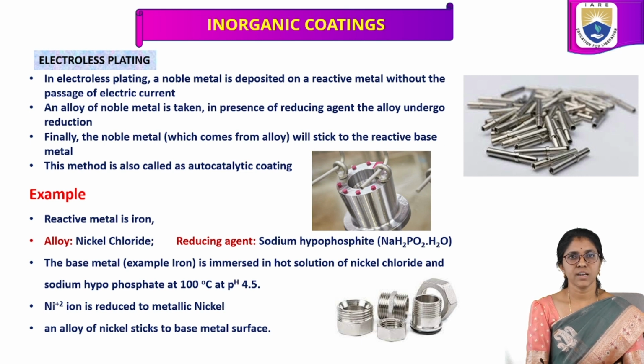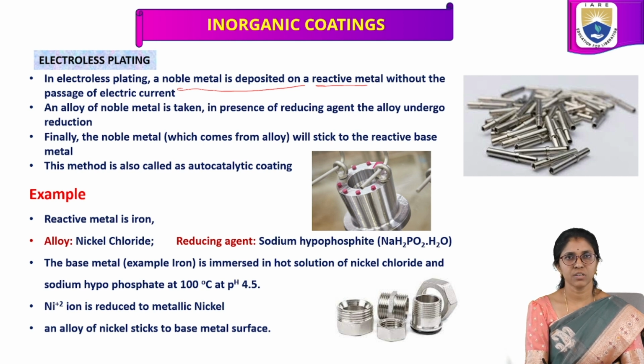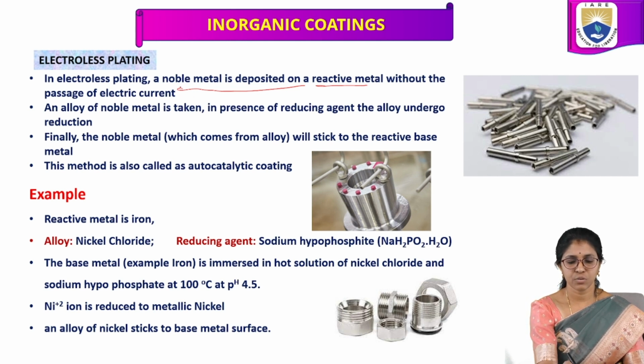The next process is electroless plating. In electroless plating, a noble metal is deposited on a reactive metal without the passage of electric current. In the case of electroplating, we use electrical current, but in electroless plating we do not use any electric current. Here we are plating the noble metal on the reactive metal.